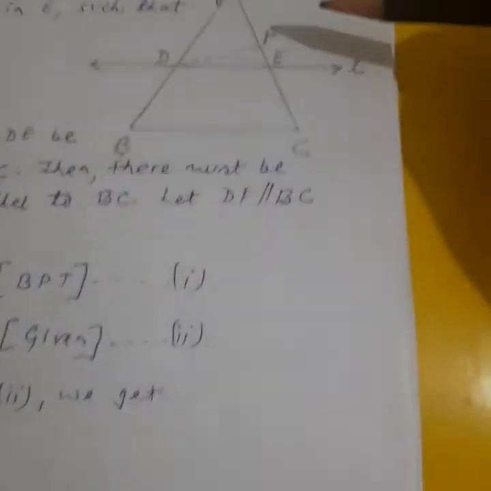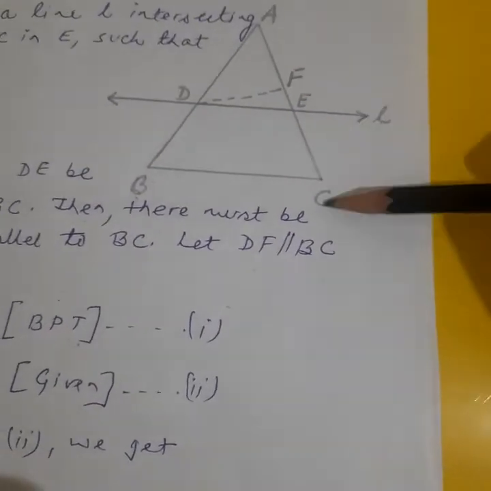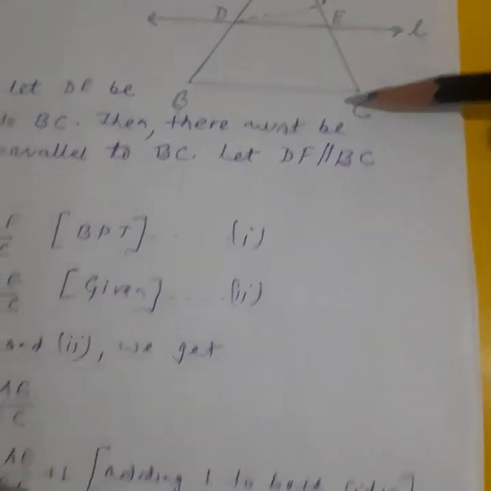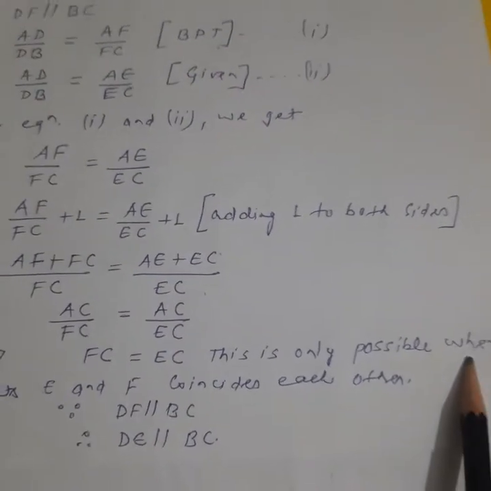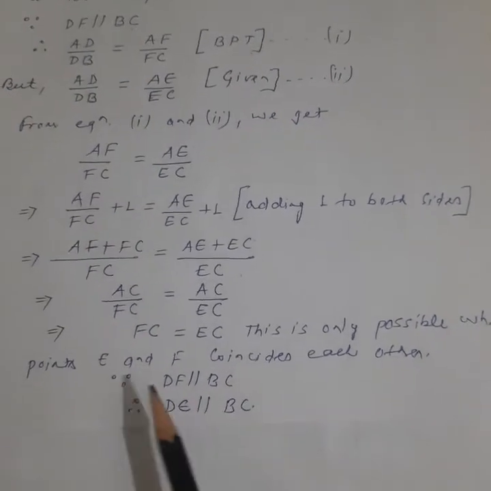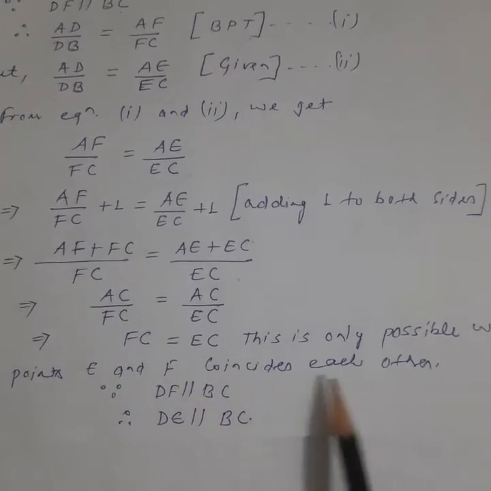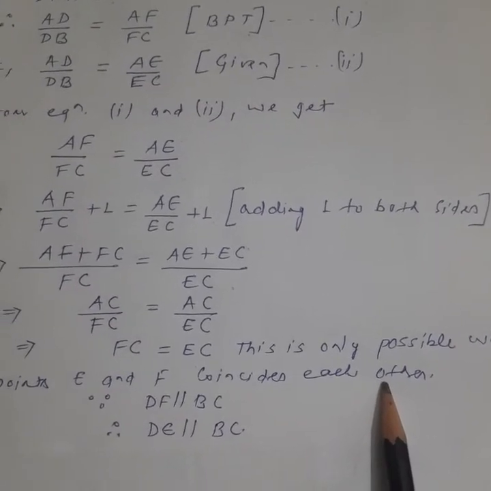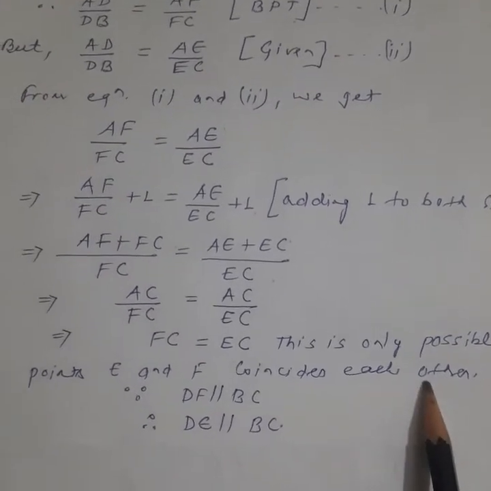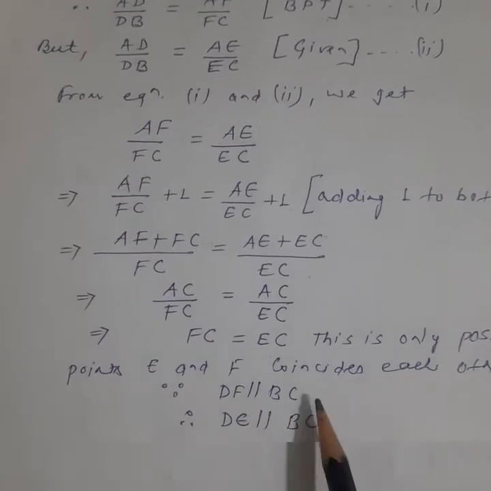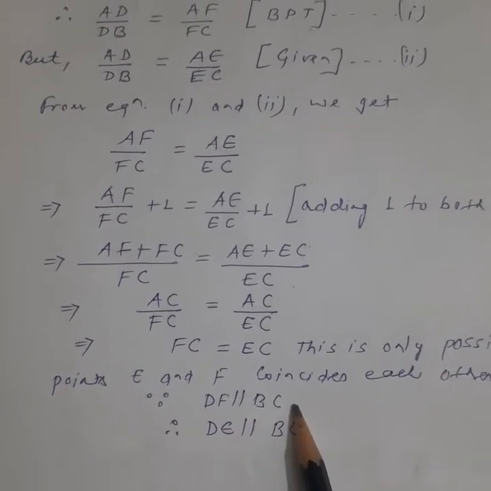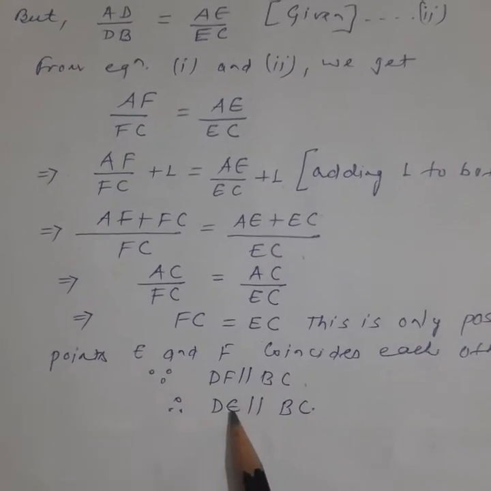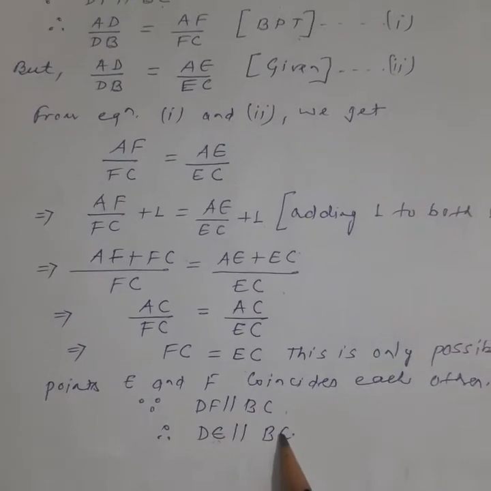Now in the figure, if you concentrate, FC is equal to EC. Now this is only possible when the points E and F coincide with each other. Means the point E and F will be one onto another. So if this happens, since DF was parallel to BC and E and F are coinciding, we can say DE in place of DF. So DE will be parallel to BC.